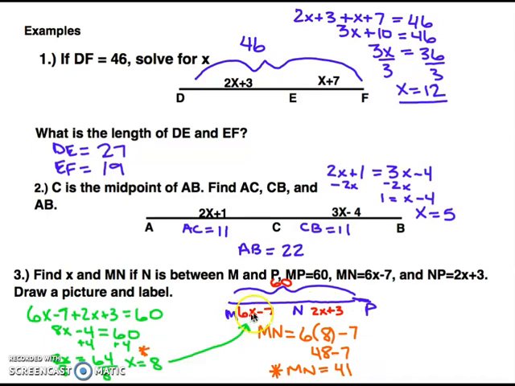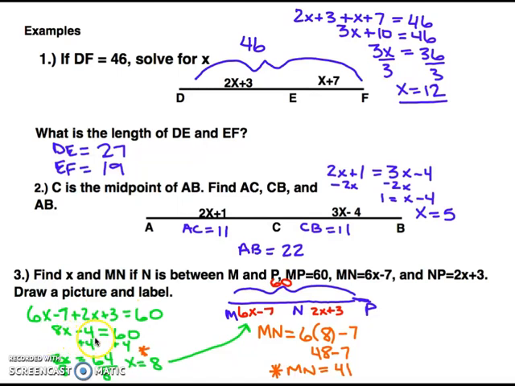We knew that MN was 6x minus 7. NP, it was given, was 2x plus 3. So over on this side, I set up the equation 6x minus 7 plus 2x plus 3 equals 60. Then you're simply going to try to solve for x. So I combine my like terms.